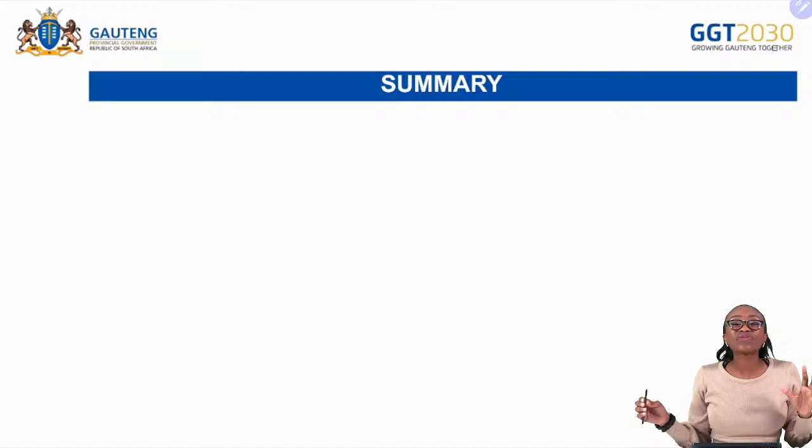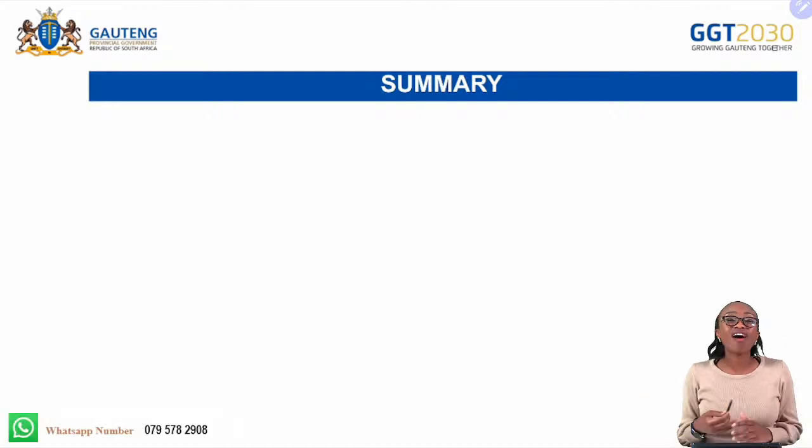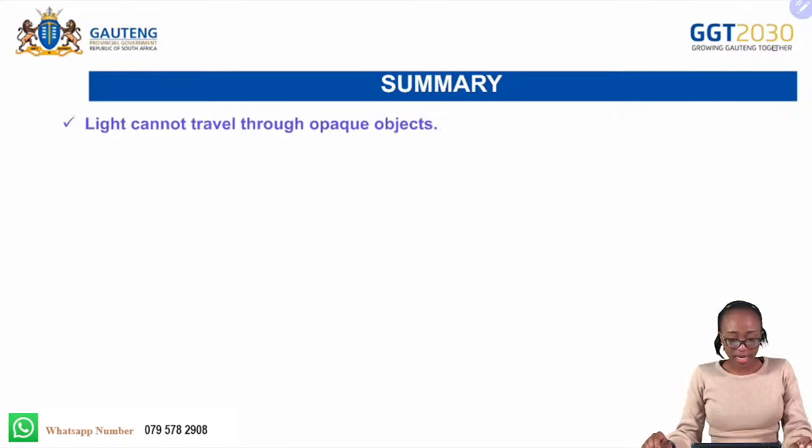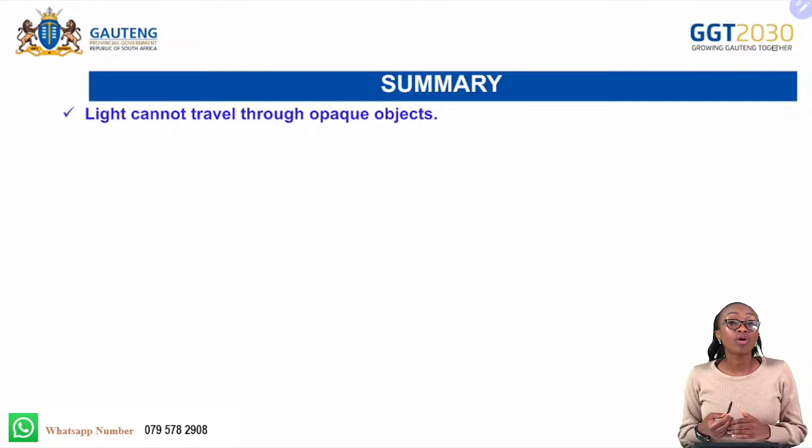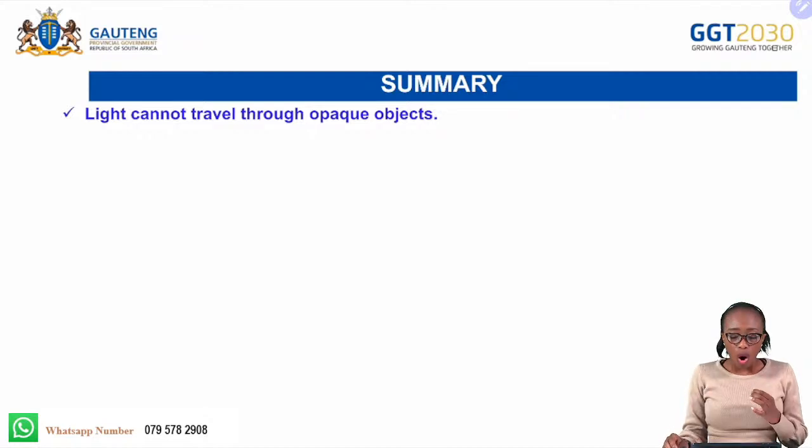Now, let's wrap up our lesson. What did we learn today? The first thing we learned today was light cannot travel through opaque objects. If you remember how we defined our opaque objects, we said opaque objects are those that do not allow light to pass through them. They block the light. So those are your opaque objects.